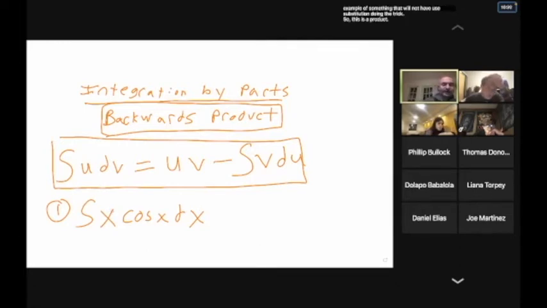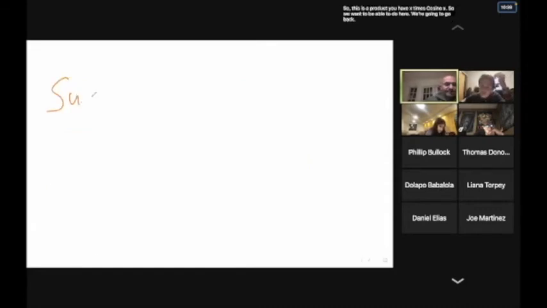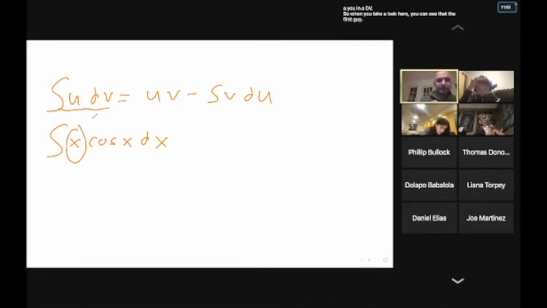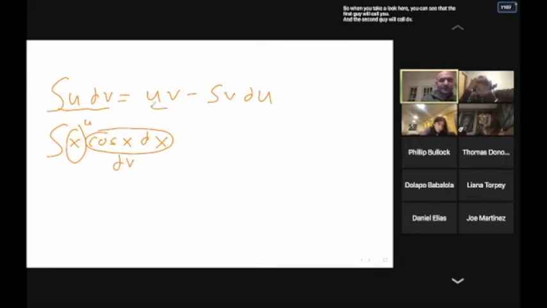This is a classic example of something that will not have use substitution doing the trick. So this is a product. You have x times cosine x. So what we want to be able to do here, I'm going to go back and say the integral of u dv is equal to uv minus the integral of v du. That's the formula. And our question was the integral of x cosine x dx. And what we want to be able to do here is identify a u and a dv. So when you take a look here, you can see that the first guy we'll call u, and the second guy we'll call dv.